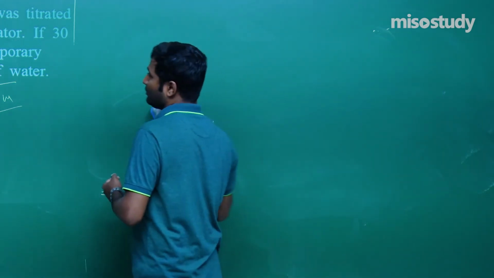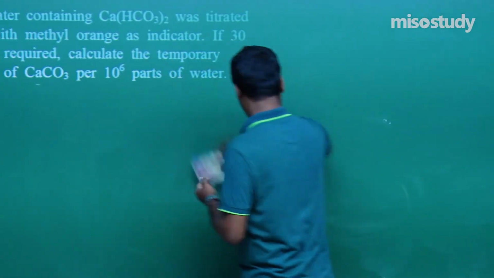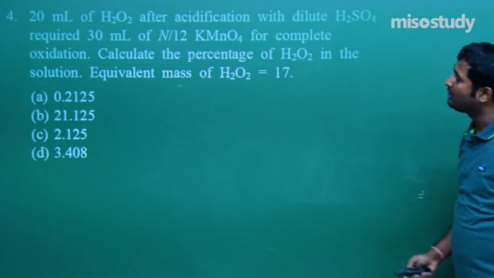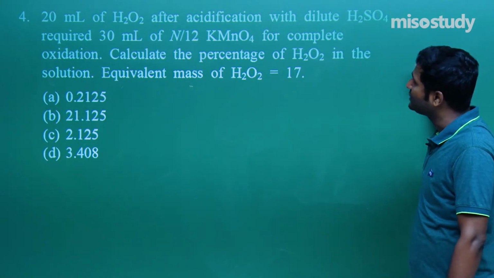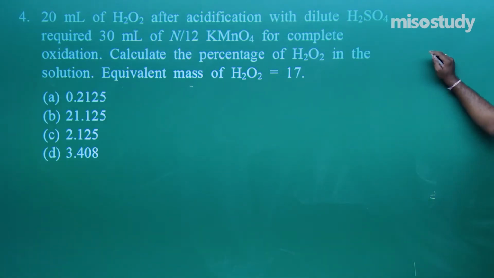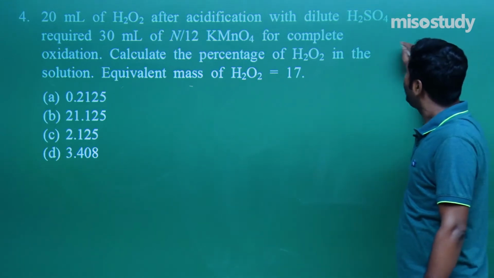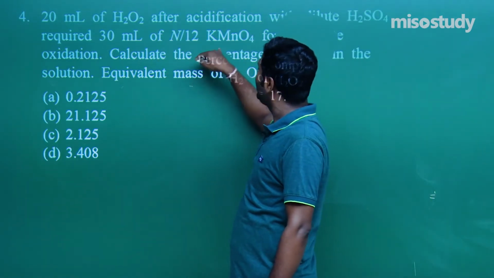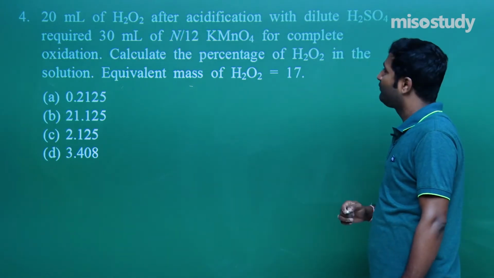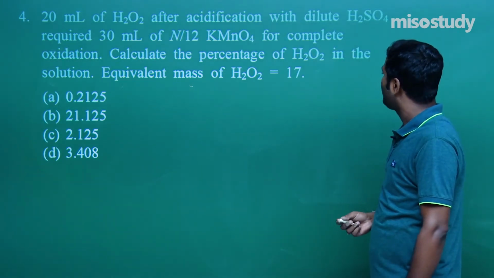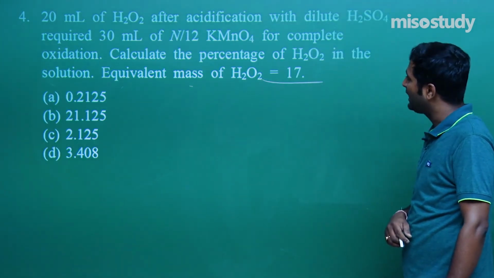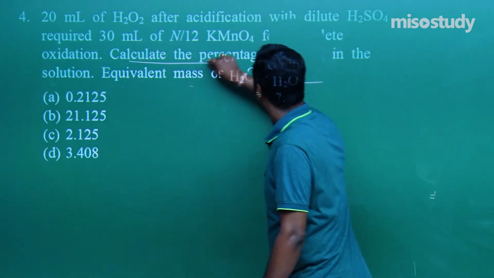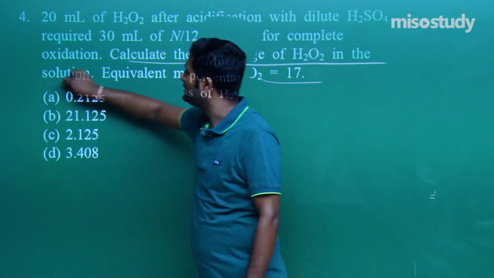The next part of the question, wait for a moment. This is question number 4. This is again a calculation type. 20 ml of H2O2, again a titration, after acidification with dilute H2SO4 required 30 ml of N by 12 KMnO4 for complete oxidation. Okay, calculate the percentage of H2O2 in the solution. Given the equivalent mass of H2O2, what to find here? Calculate the percentage of H2O2 in the solution.